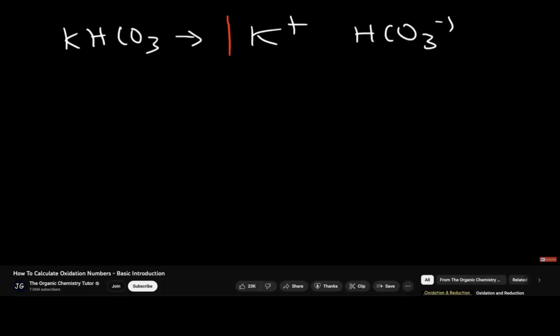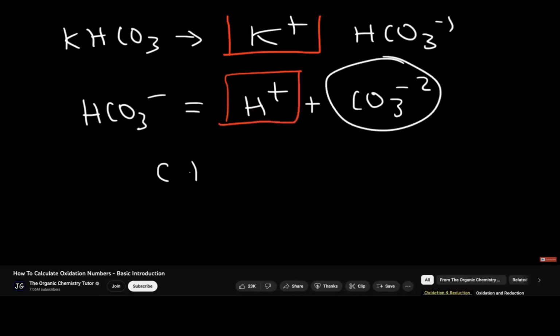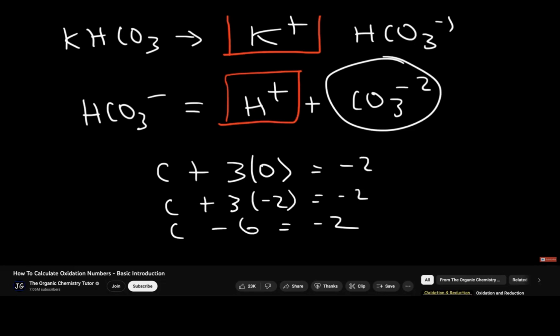Potassium bicarbonate, you could break it up into 2 ions, K plus and HCO3 minus. Just by looking at K plus, that tells you that K has an oxidation state of positive 1. Now, bicarbonate is basically the sum of the hydrogen ion and the carbonate ion. So you can see that hydrogen in this example also has a positive 1 charge. And from this, you could find the oxidation state of carbon. You could say C plus 3O has a net charge of negative 2. Then you have to add 6 to both sides. So negative 2 plus 6 is positive 4.